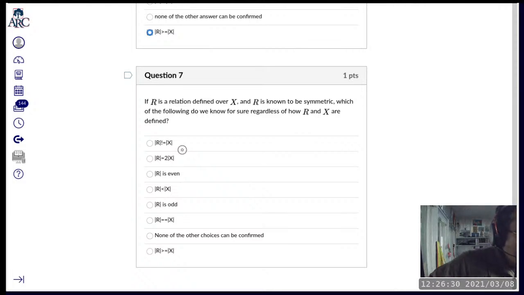Let's see. So Aiden says for this one, is there some relation of R and this squared, the cardinality of R and the square of the cardinality of X?